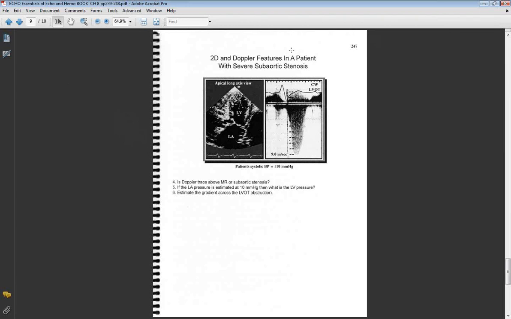2D and Doppler features in a patient with severe subaortic stenosis. Is the Doppler trace above MR or subaortic stenosis? This particular Doppler tracing, in my estimation, would have to be MR, because look at the value that you're getting, 9 meters a second. If you plug that into your formula, what is your formula?